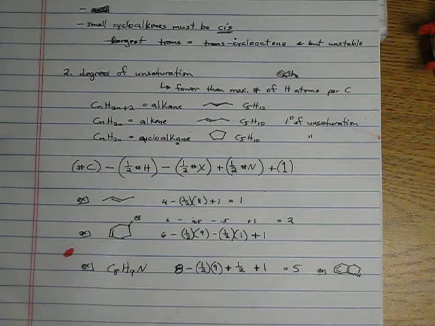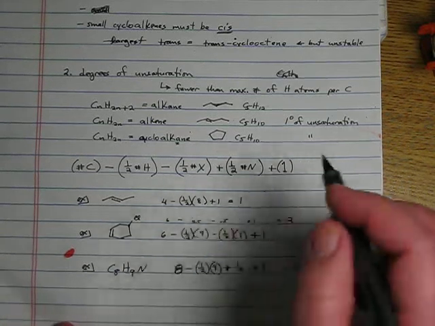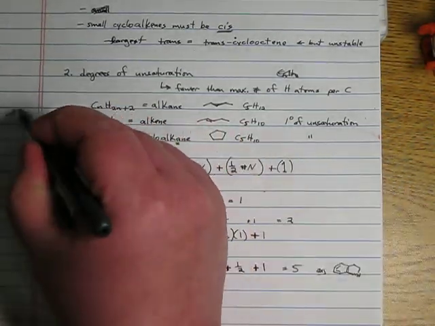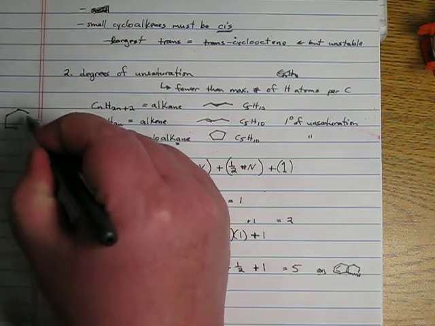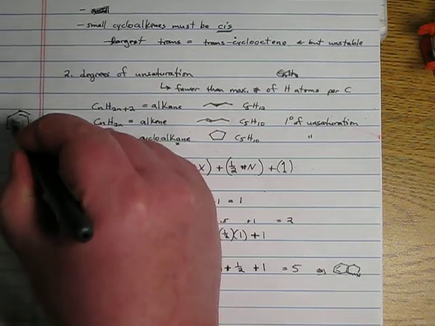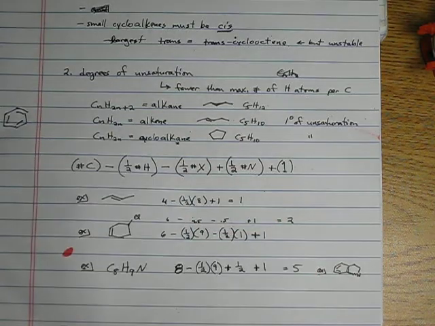What would a carbon-carbon triple bond give us? Well, a carbon-carbon triple bond has 2 pi bonds. That is 2 degrees of unsaturation. Well, here's a question. What about a benzene ring? How many degrees of unsaturation is that?